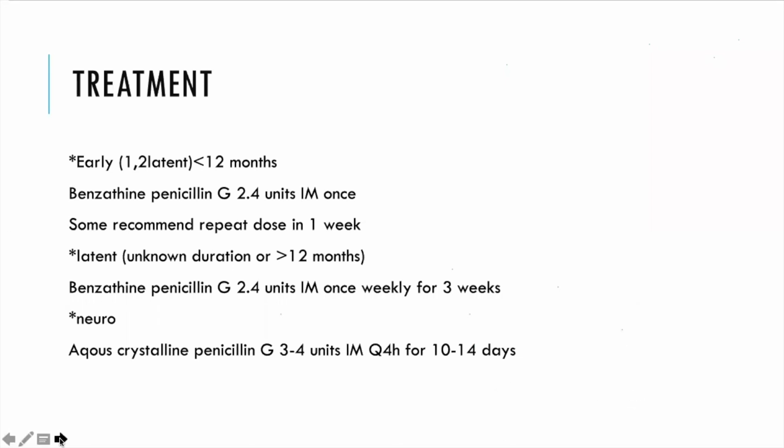The treatment: usually early, if I have primary or secondary or latent less than 12 months, give them benzathine penicillin G 2.4 million units IM once. Some recommend a repeat dose in 1 week. If you have a latent infection of unknown duration, or more than 12 months, then you're going to give them benzathine penicillin G 2.4 million units IM once weekly for 3 weeks. If you have neurosyphilis, then you're going to give them aqueous crystalline penicillin G 3 to 4 million units IV every 4 hours for 10 to 14 days.